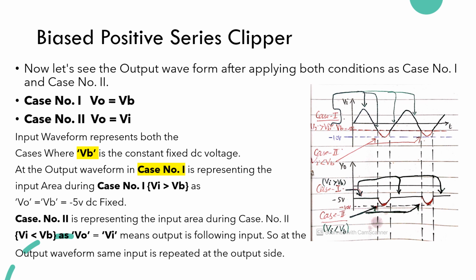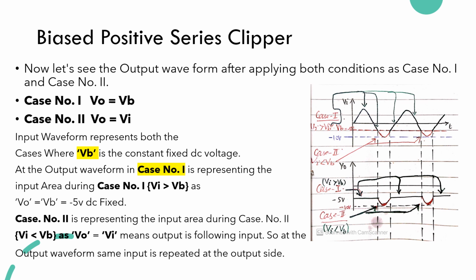Now let's see the output waveform after applying both conditions, case number 1 and case number 2, in this series clipper. In case number 1, V out is equal to Vb, and in case number 2, V out is equal to V in. The input waveform represents both the cases, where Vb is the constant fixed DC voltage equal to minus 5 volts, as shown in both waveforms.